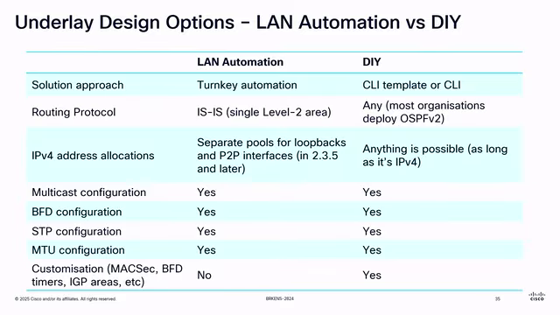It goes in. All other switches are just out of the box, so it can discover them. It can claim them. It can configure point-to-point links. It can configure multicast. It can configure BFD, MTU, all you really need. The only nuance that you need to be aware of is that it deploys a single level 2 area, and it's using IS-IS as the routing protocol.